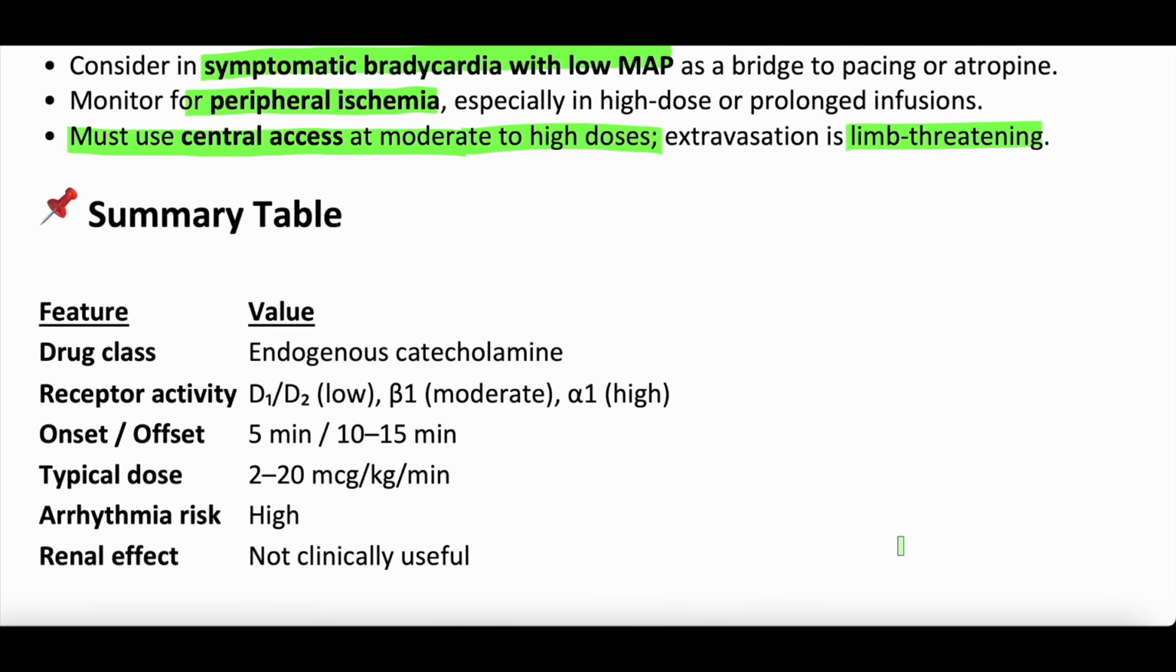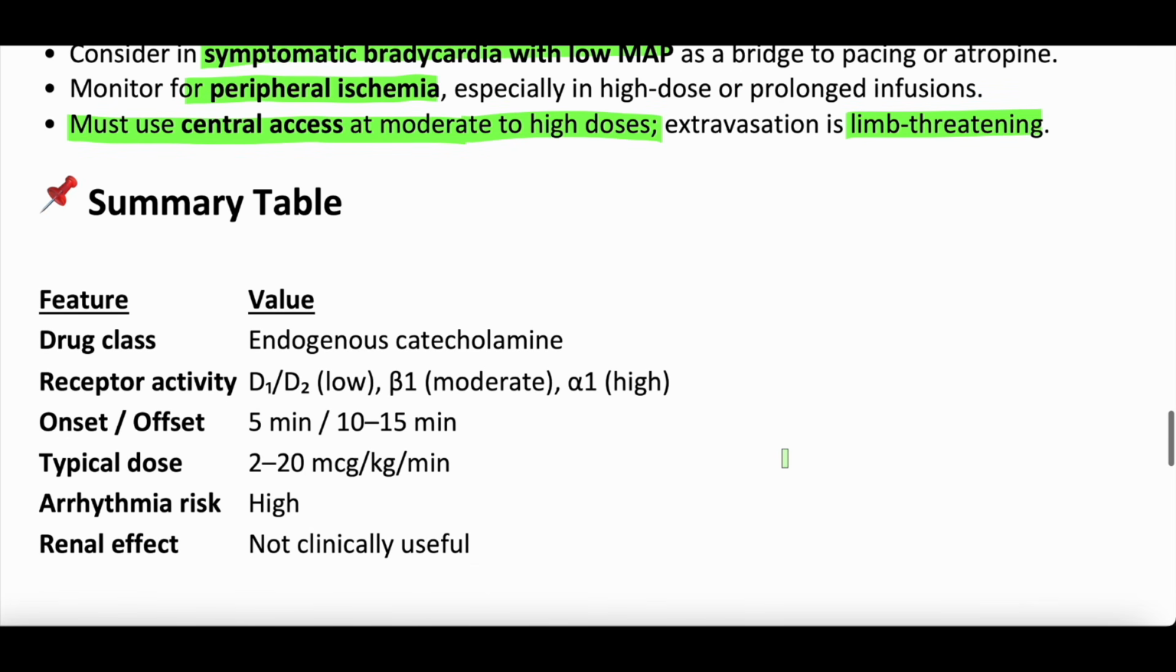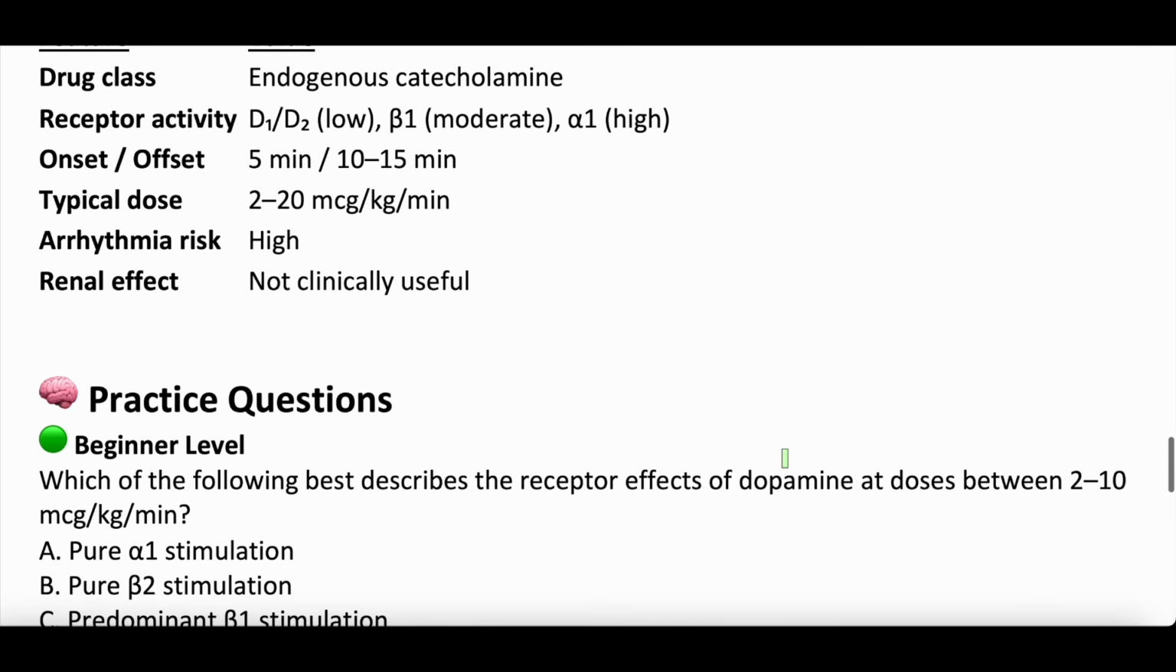The onset of action is about 5 minutes, so you need to give it a couple minutes before you see its effect. Typical dose is 2 to 20 micrograms per kilogram per minute. The arrhythmia risk is very high, and this whole idea that it helps renal perfusion is not clinically borne out in trials. Some practice questions, 3 of them, starting with beginner.